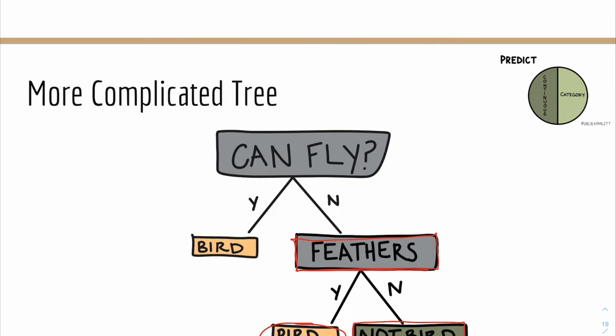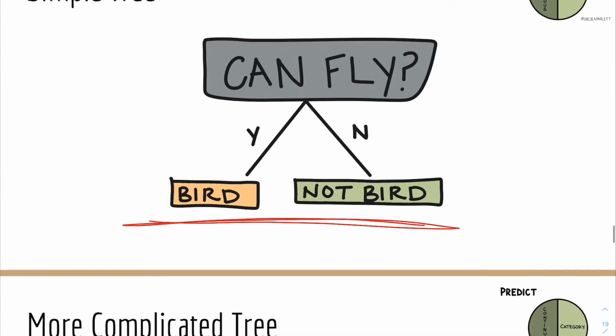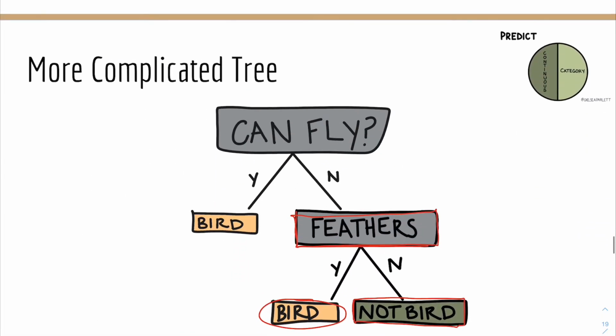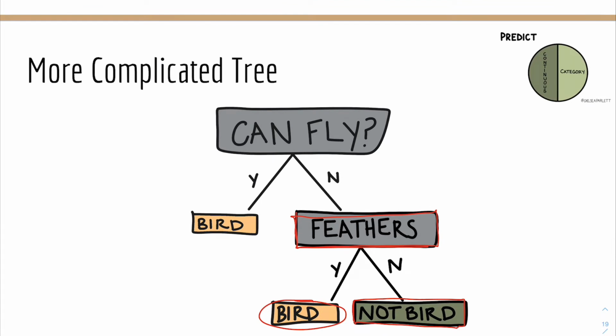So you can see that we have a slightly more complicated structure. We no longer, like we did above, just have one layer with two output nodes, and it's just yes, it's a bird, or no, it's not a bird. Now we have a slightly more complicated decision tree structure, and it's no longer a decision stump.